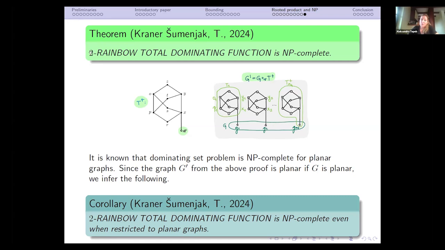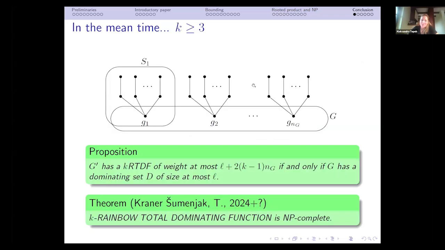And we thought that for general K, this will be more difficult. So we left this as an open problem, but we couldn't sleep. And we were still playing around with this. And in the meantime, we were able to solve this also for K greater than 3. And it turned out that an even simpler construction of G prime will be useful.